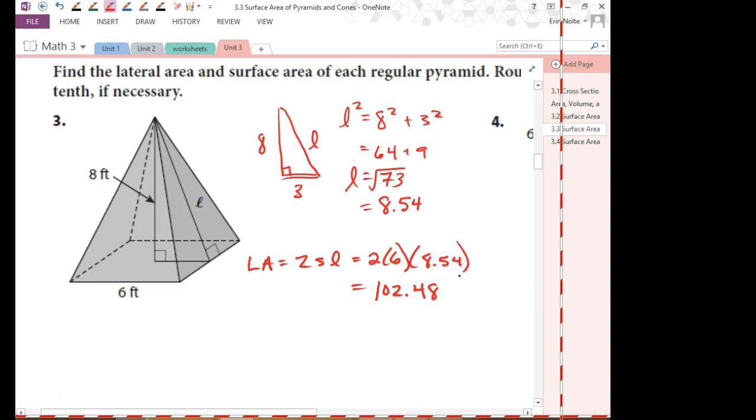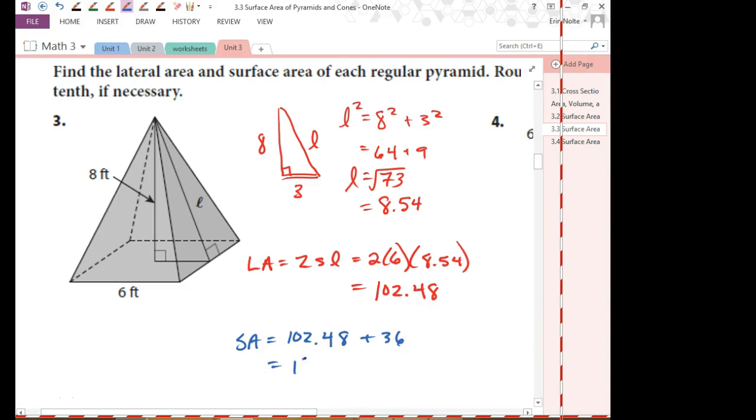102.48. Good. Okay, so then if I'm going to complete my surface area, I would just add the lateral area that we just found and add the base of that pyramid. So since my base is a square, can we go ahead and say the area of a square is 6 times 6? Yep. And just say 36.